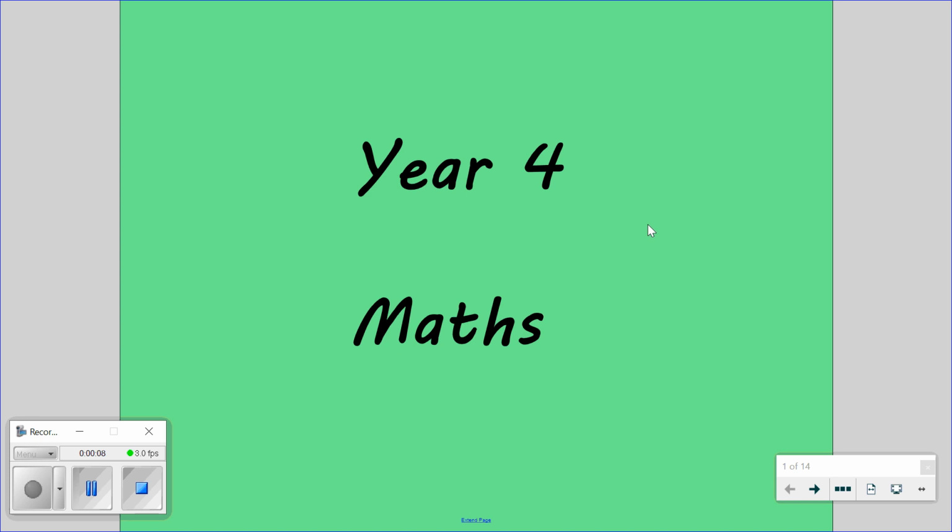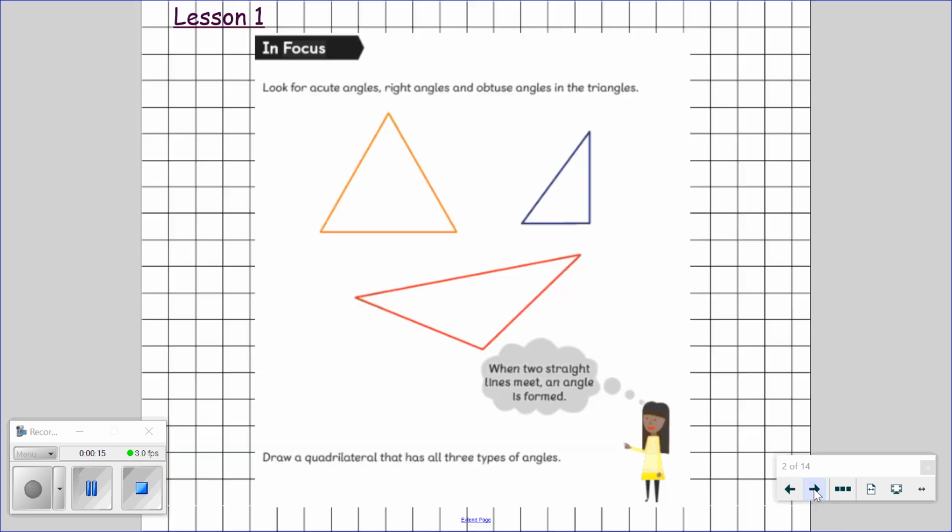Today we're going to be starting a brand new topic in our maths learning, and it's on geometry or shape. So here's our in focus, and we are looking at these three different triangles. It asks us to look out for acute angles, right angles, and obtuse angles in the triangles.